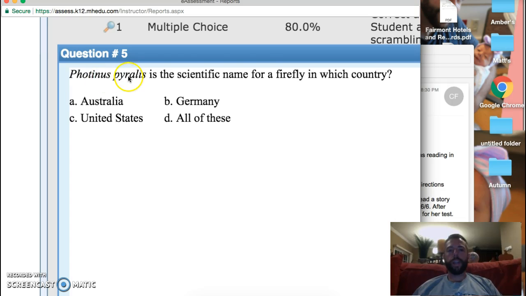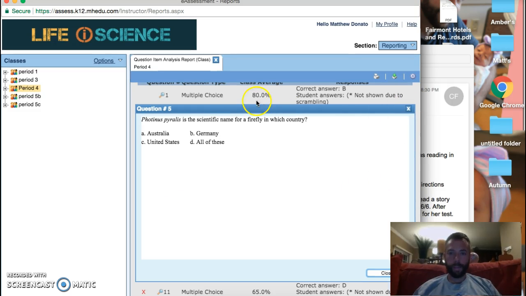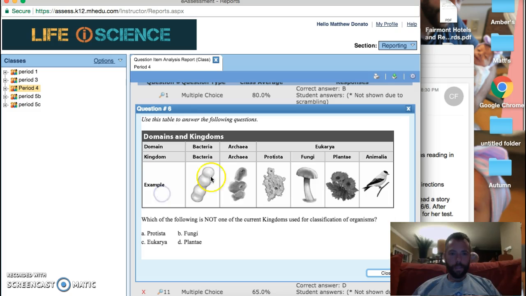So this scientific name would be used for the firefly in all these countries, every country in the world, as a matter of fact, where firefly is a common name. Maybe also call them lightning bugs. That would be another common name, but it only has one scientific name. Okay, we go to number six.